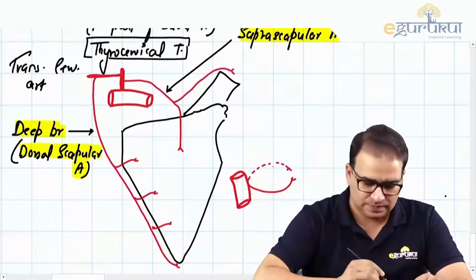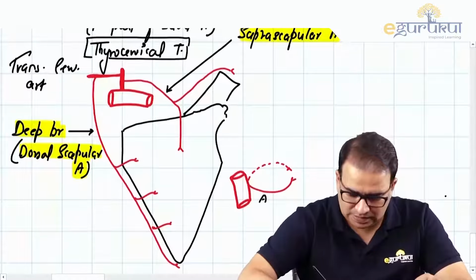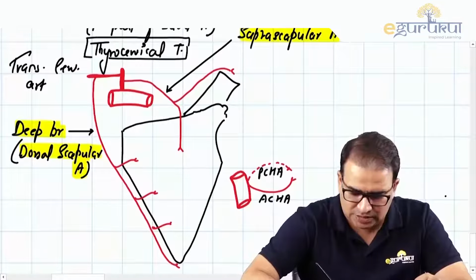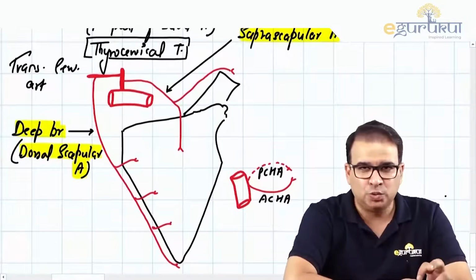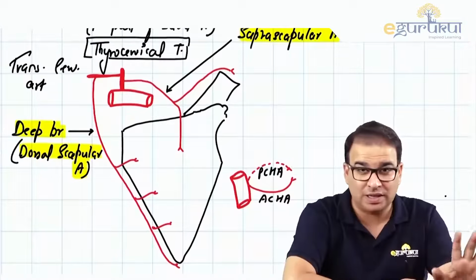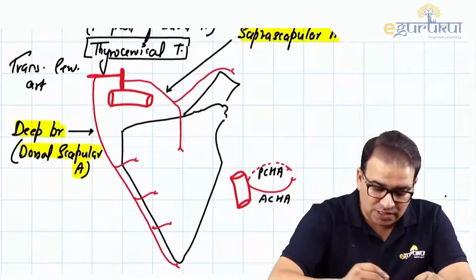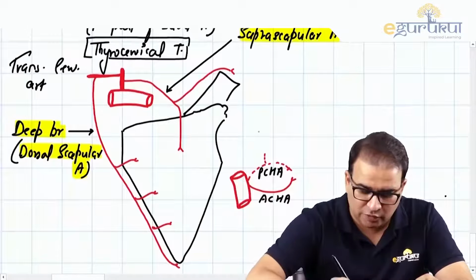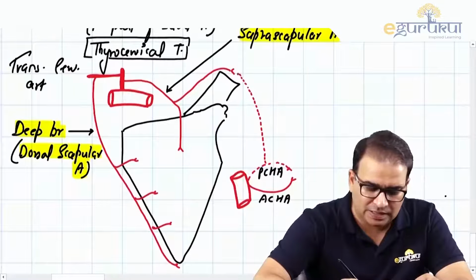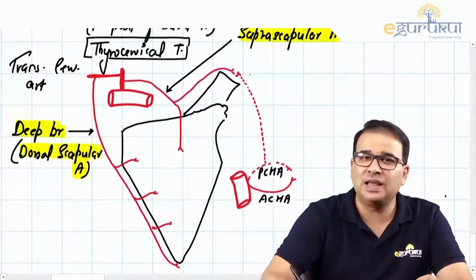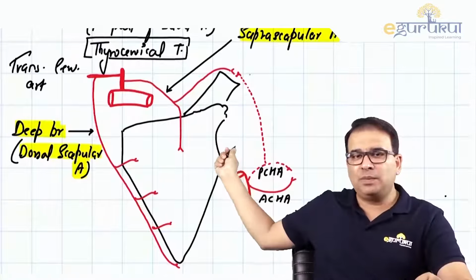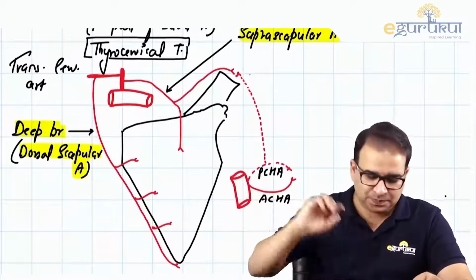Let me go with that first. This is ACHA and this is PCHA, posterior circumflex humeral artery. Now out of these two, the one which is participating in the anastomosis around the scapula is PCHA, not ACHA. Remember, it's PCHA. Posterior circumflex humeral artery will also give off a branch which will go above toward the acromion process and participate in the anastomosis here. This again is called an acromion branch. That is the acromion branch of suprascapular, and this is an acromion branch of posterior circumflex humeral artery.